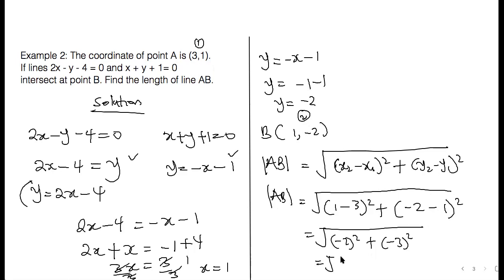So that gives you square root of minus 2 squared plus minus 3 squared. So that gives you square root of 4 plus, minus 3 squared will be plus 9, and that'll give you square root of 13. You can leave the answer in surd form if you want. So if you press your calculator, you should have 3.61. So AB is approximately 3.61 units.